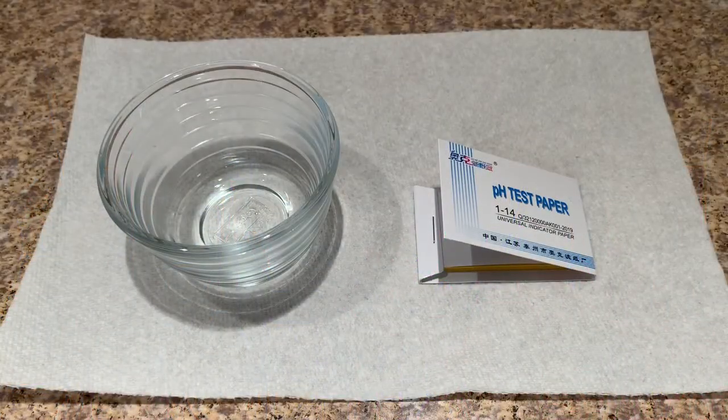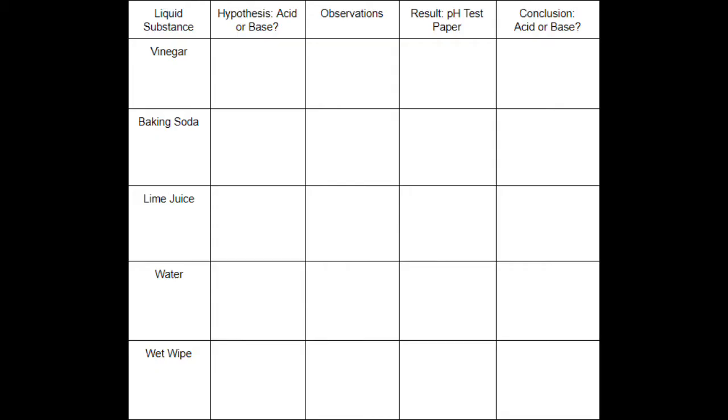Today, we will be testing quite a few liquids to see if they are an acid or a base. If you want to follow along with the activity, print out this worksheet linked in the description of this video. Let's get started. The substances we are going to be testing today are vinegar, baking soda mixed with water, lime juice, plain water, and a wet wipe.